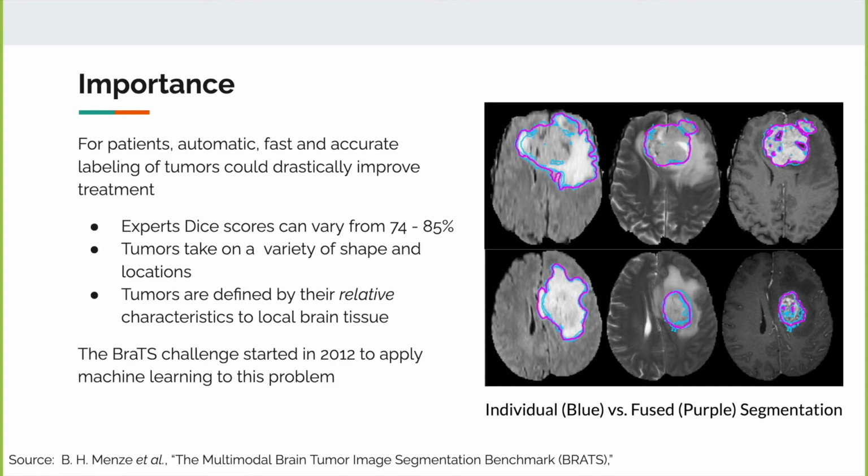In 2012, the Multimodal Brain Tumor Image Segmentation, or BRATS challenge, was created to apply machine and deep learning techniques to this area. This remains an active annual competition, as tumor segmentation is a challenging problem. Even among experts, DICE scores, a measure of segmentation accuracy, can range from 74 to 85%. This is mainly due to the variability of tumors. They don't have consistent shapes or locations, and they are defined relative to the characteristics of local brain tissue.